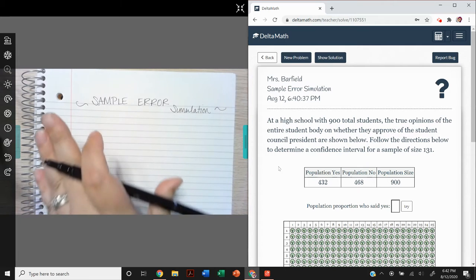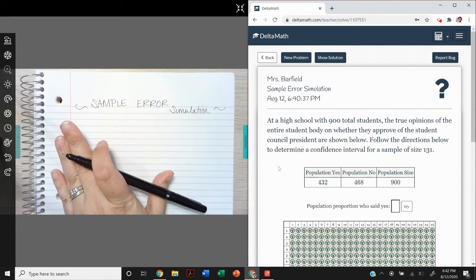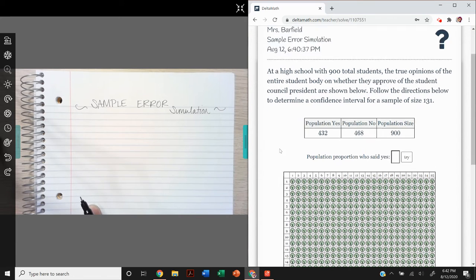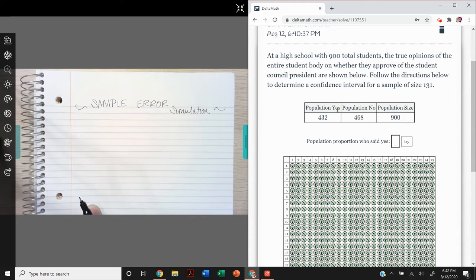All right, so what I'm going to do here on the left is I'm actually just going to keep track of the math that I'm doing. You've already learned how to do the math. We're now going to put it all together. So let's see what we're looking at here. It says the population that said yes. So 432 kids said yes, they approve of the student council president. 468 of the students said no, they do not approve. And then there's our population size of 900, which was stated up here in the problem.